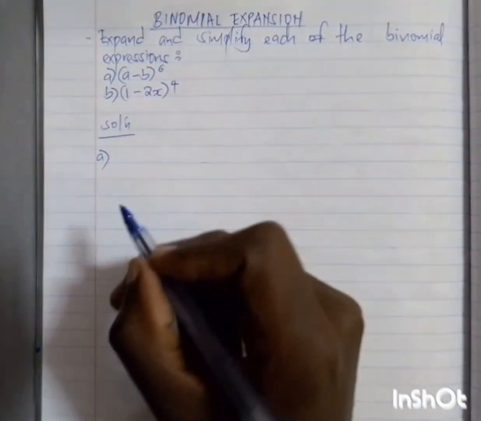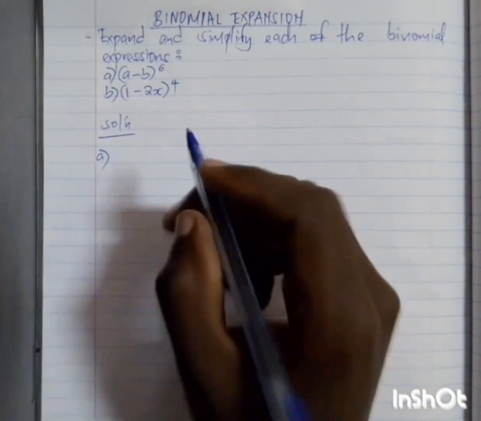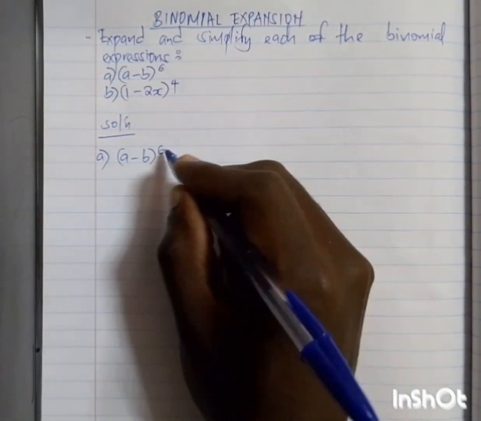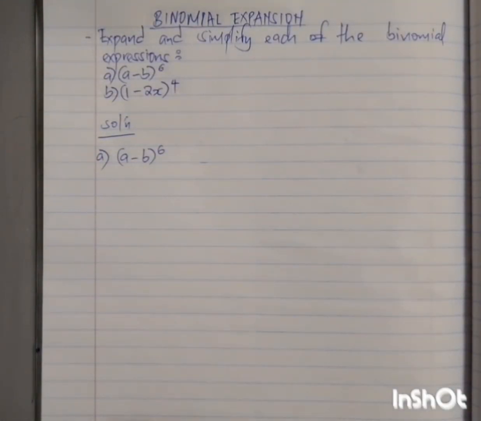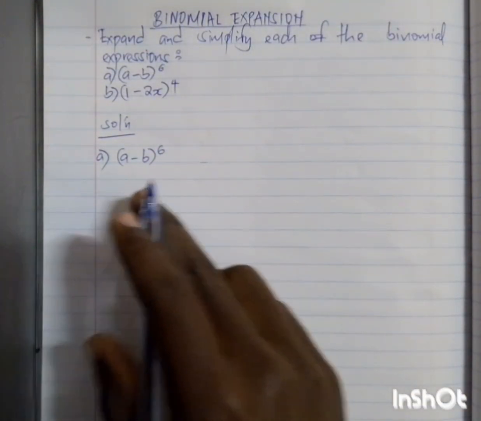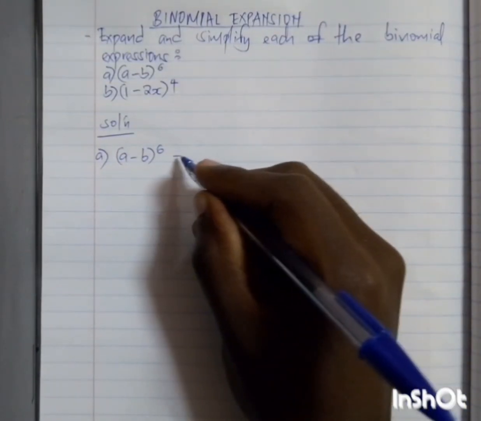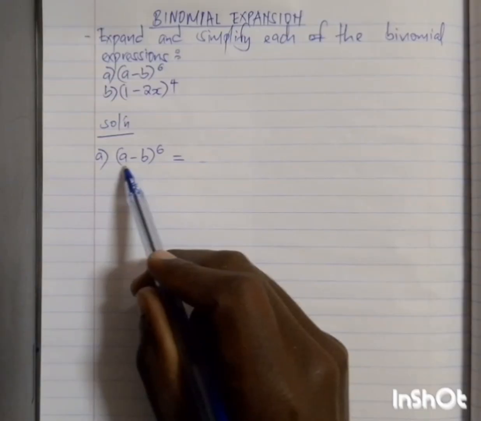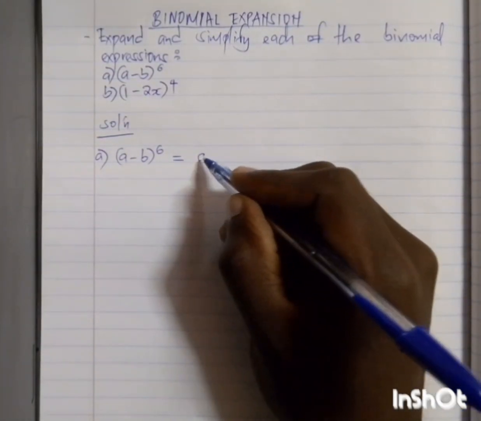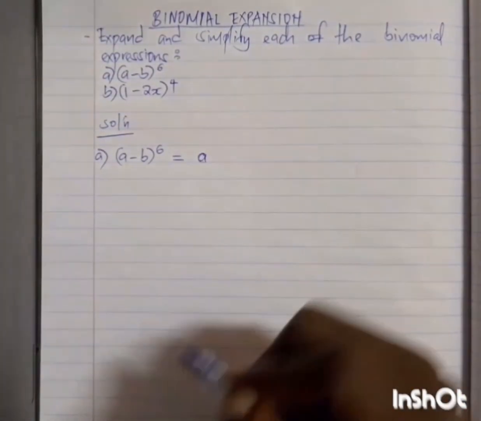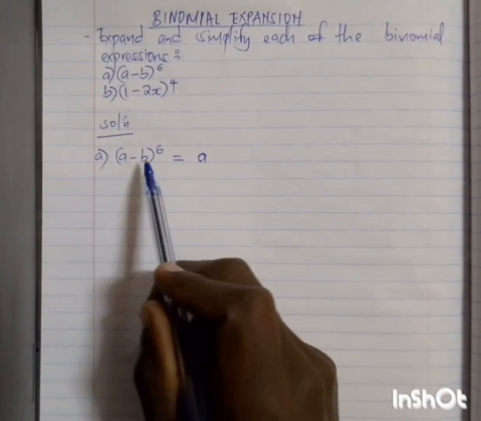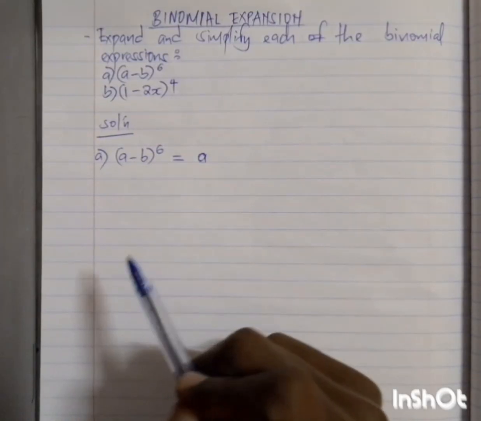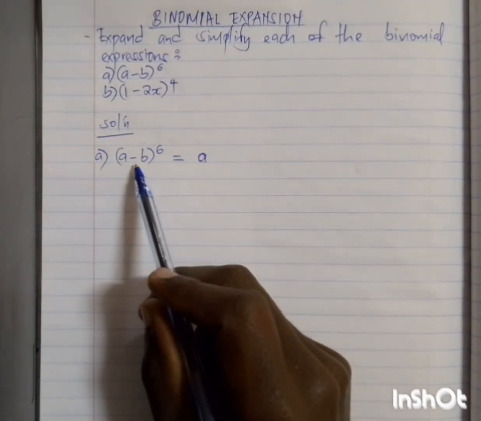We have to expand (a − b) to the power 6. So first we begin by expanding what we have inside the brackets. We take the first term and write it, a. And we have the second term, which is minus b. Because of the negative, the second term is going to be minus b. So that's the first step you need to understand.